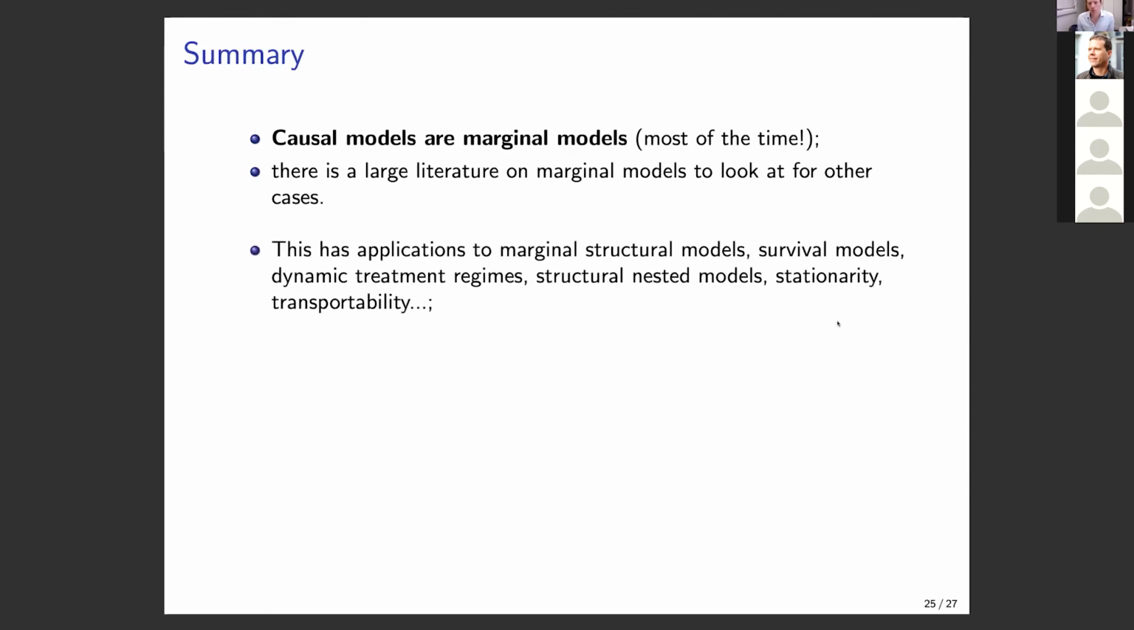So I've shown you marginal structural models, but we can also apply it to lots of other kinds of models. So survival models, dynamic treatment regimes, structural nested models, and you can also enforce things like stationarity and transportability by using these parameters.